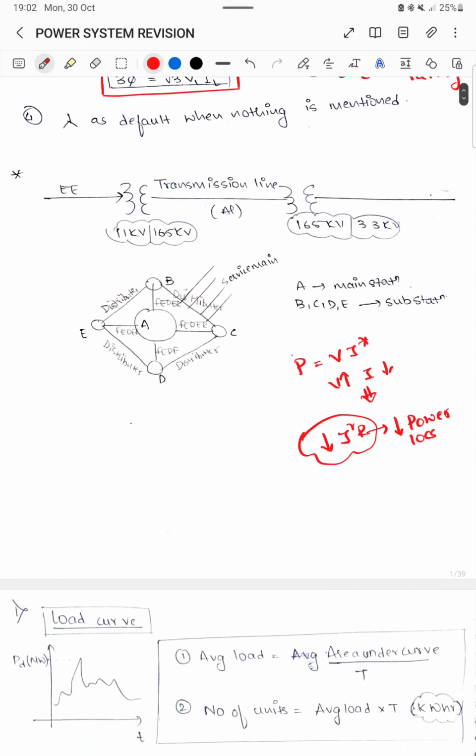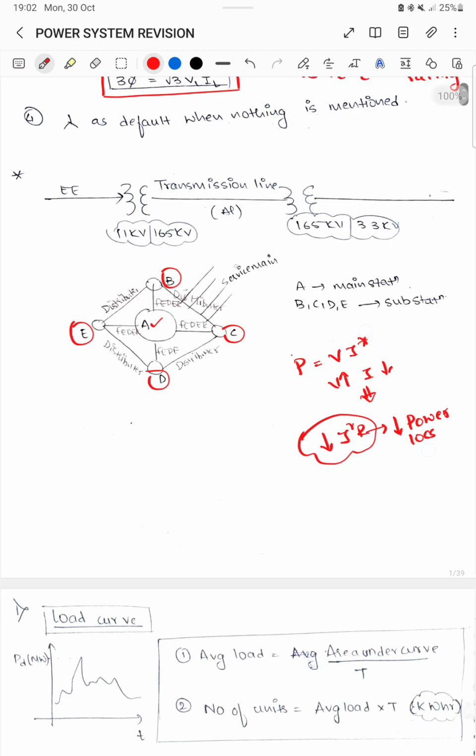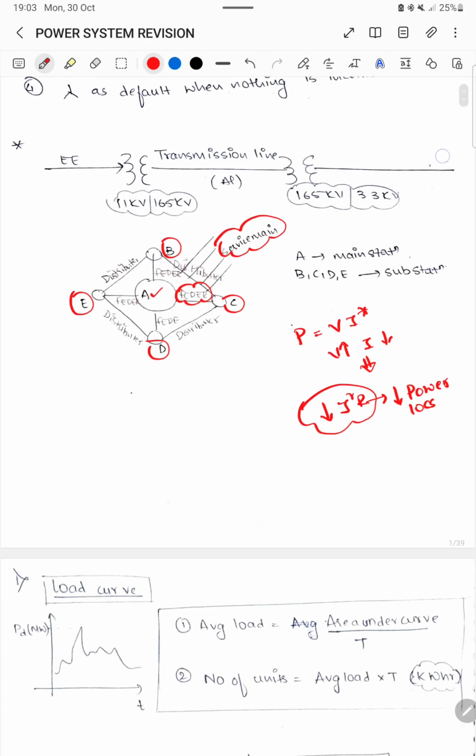Fine. So rough connection would be something like this. A here is a main station, B, C, D, E would be substations. So the lines connecting AB, AC, AD, AE, everything would be feeders, and the ones which will be taking your supply from feeder to household would be called service main. Okay, so these are the frequently common terms.